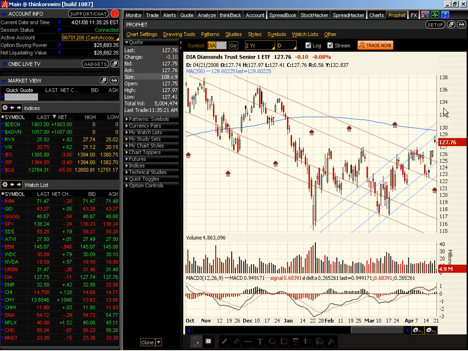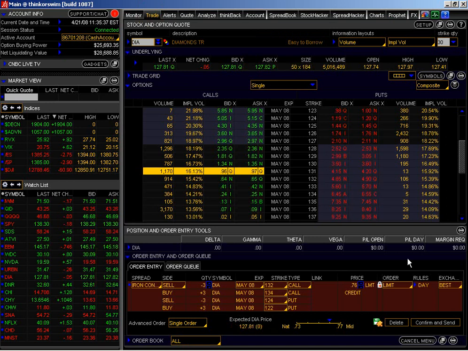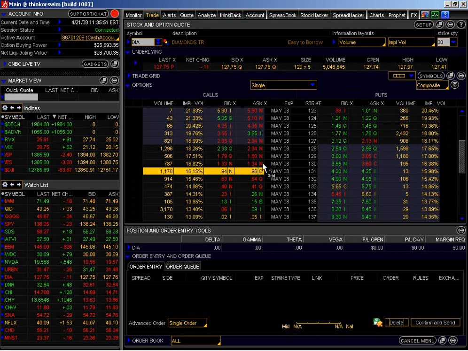133 on the upside, 122 on the downside. That seems like it would be a good support level, with 133 as resistance. So that's how I've set this trade up. I've actually gone in and right-clicked, brought up my iron condor. I'm selling an iron condor. Let me just go back and delete this, and I'll show you exactly what I did here.